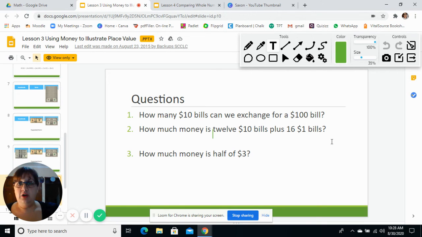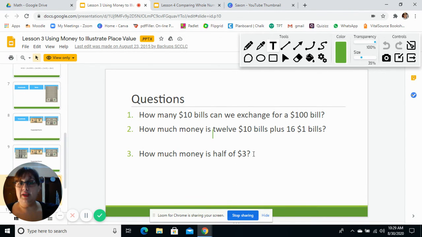Okay, here are your questions. How many $10 bills could we exchange for a $100 bill? Go ahead and write these answers in your book. How many $10 bills can we exchange for one $100 bill? Question 2. How much money is 12 $10 bills plus 16 $1 bills? And number 3, how much money is half of $3?